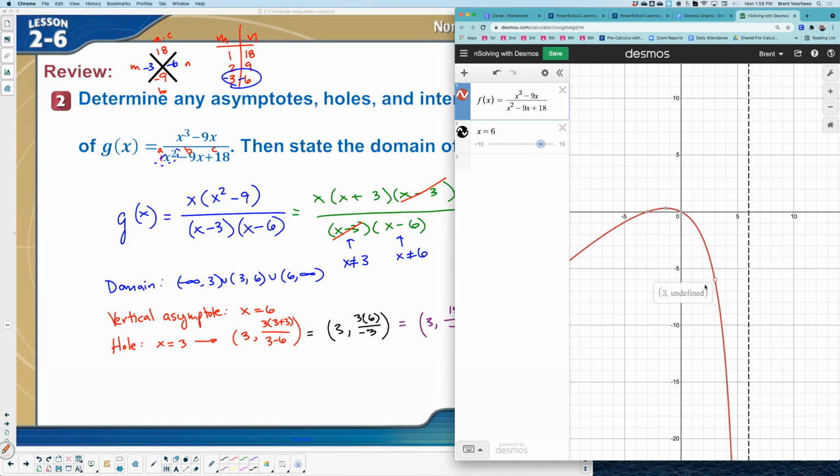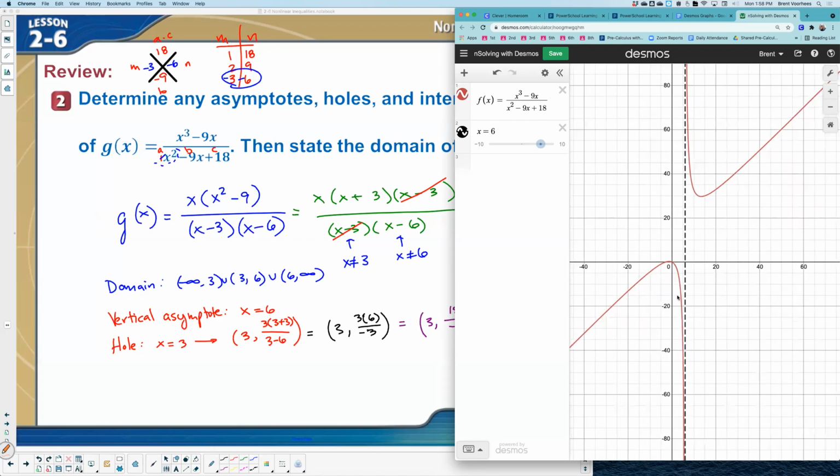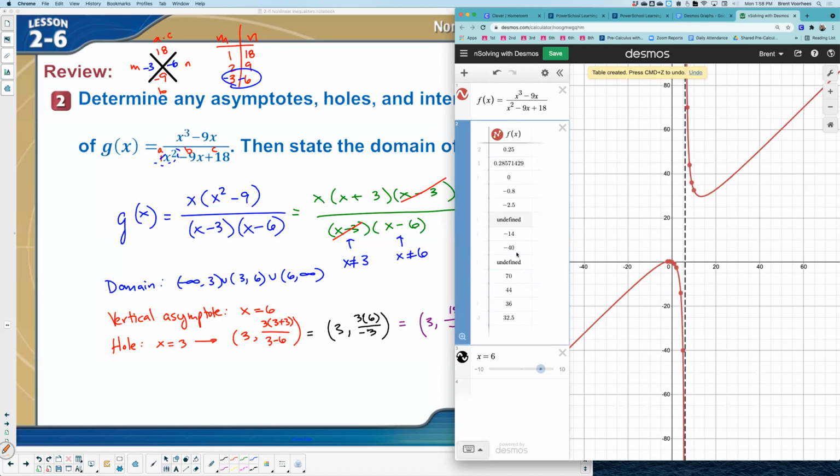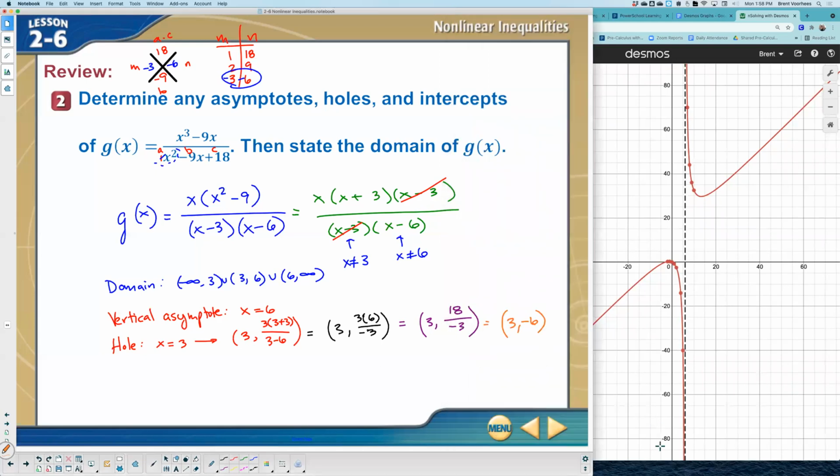So we do have those two discontinuities. The domain would be all reals except for those 2 points. We have an open circle at 3. Let me find it. There it is. Open circle at 3 and a break at 6. I could have also shown you from the table. We would have one at 3 and 6. So you can see we have 2 breaks, at 3 and 6. So anyways, that's your review.